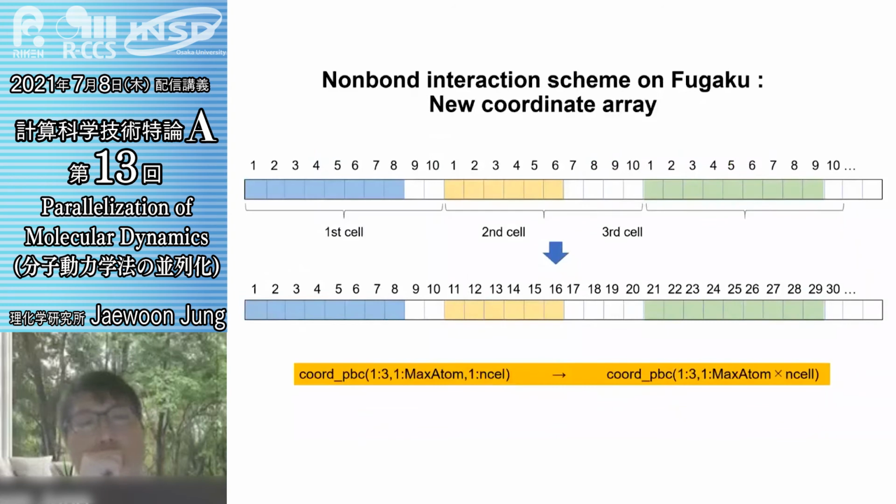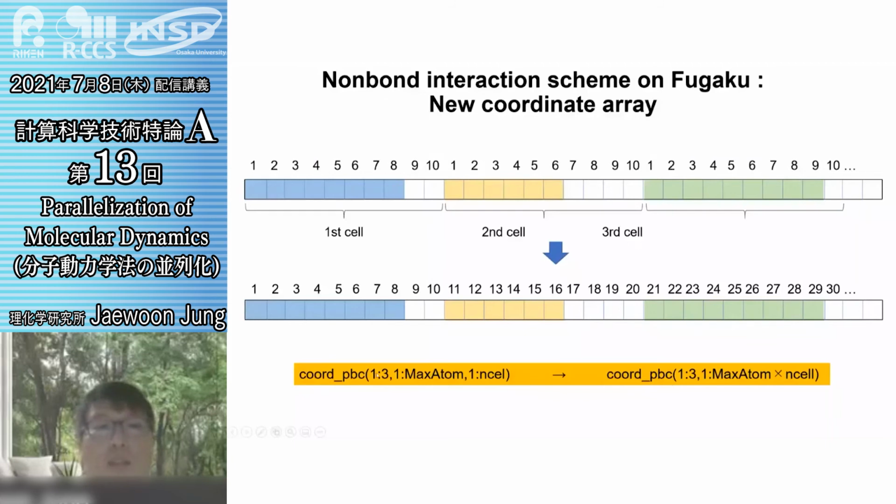And on Fugaku, until now, I previously explained that we make a cell index and atom index. So usually, for each cell, we make an index in this way. This is the original array structure in Genesis. And on Fugaku, we first changed the array structure not to make use of this cell index, but the global atom index in this way.